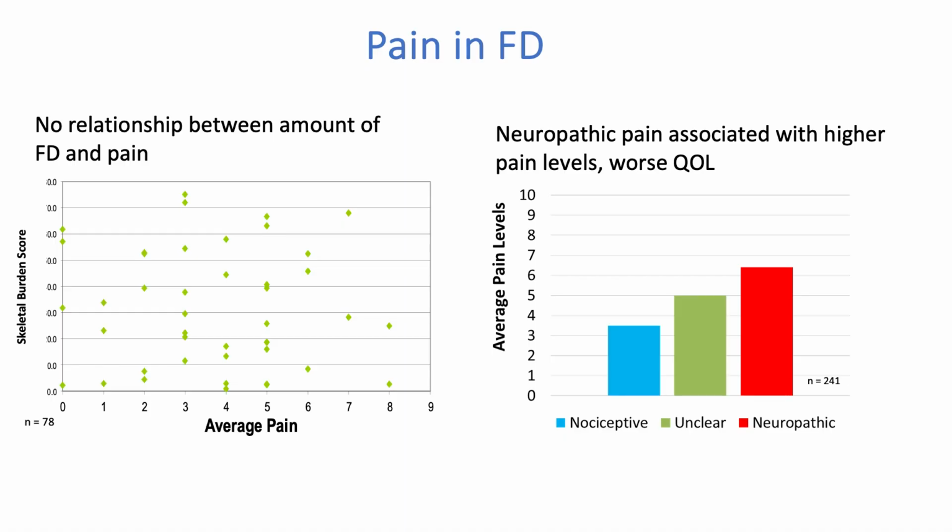As Dr. Brown shared, and just to reiterate, there's a lot of complexity to pain in FD. In general, we don't see any relationship between the amount of FD someone has and the levels of pain that they report. So we have patients with severe fibrous dysplasia with no pain, and patients with small amounts of fibrous dysplasia and very little pain. Also, neuropathic pain, the type of pain that comes from abnormalities in nerve signaling, does seem to happen in a proportion of patients with FD. And in particular, the more neuropathic pain someone has, overall, they tend to report higher pain levels and worsening quality of life. So that's just another cause of pain to consider that needs to be evaluated for.